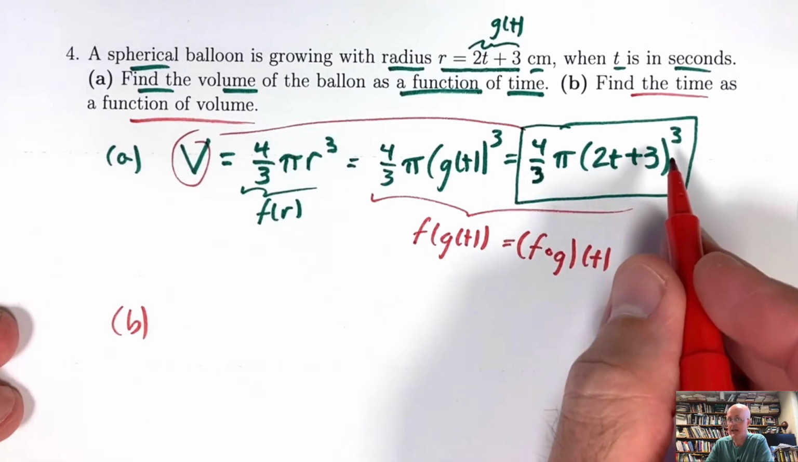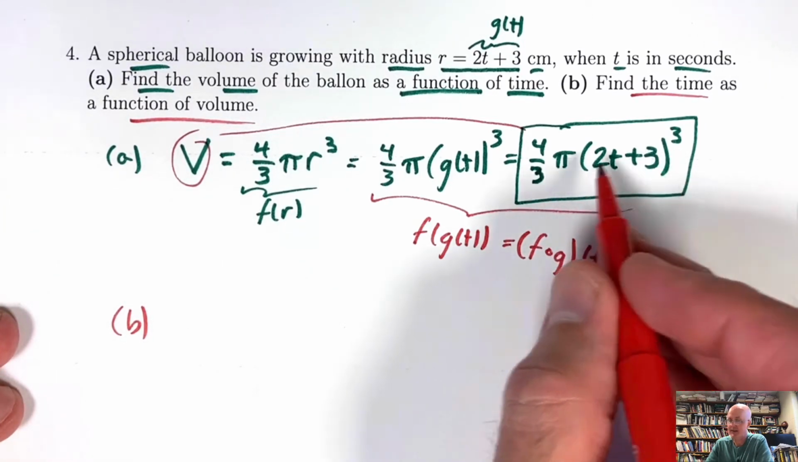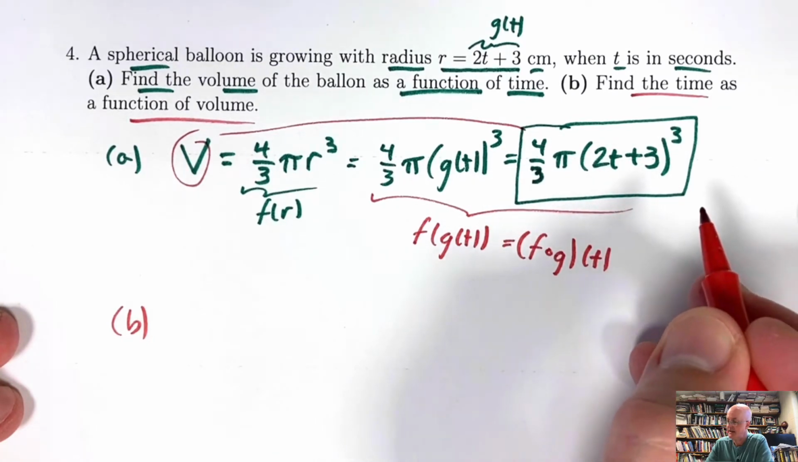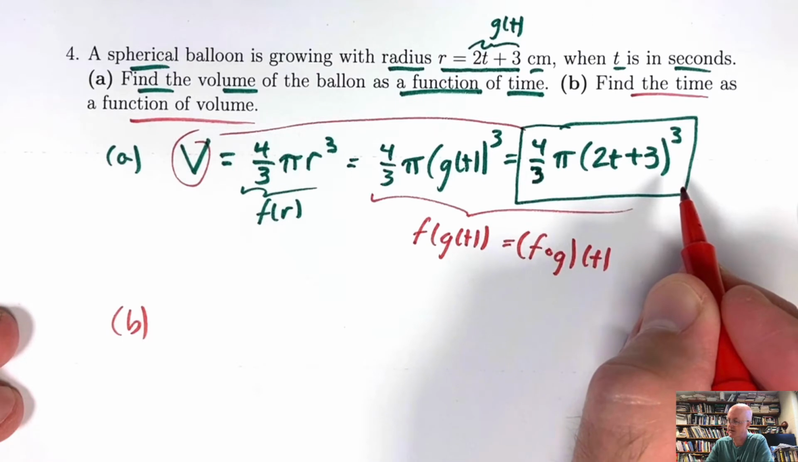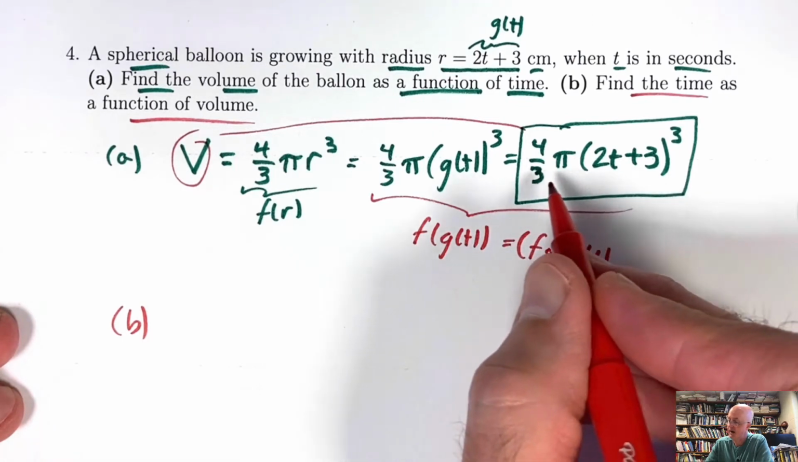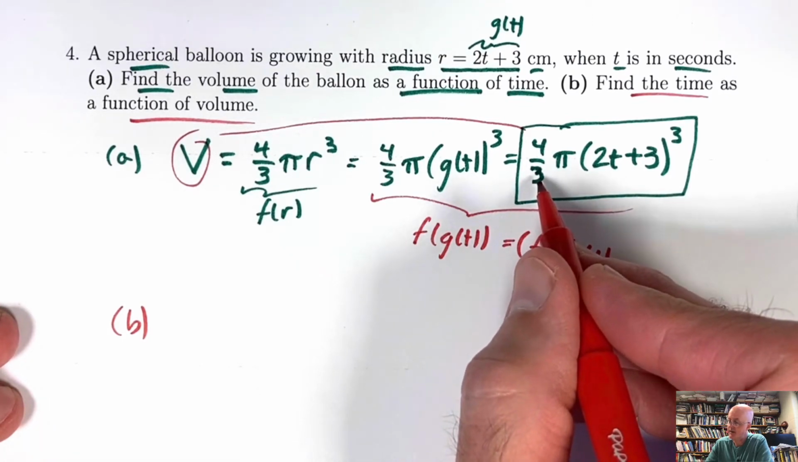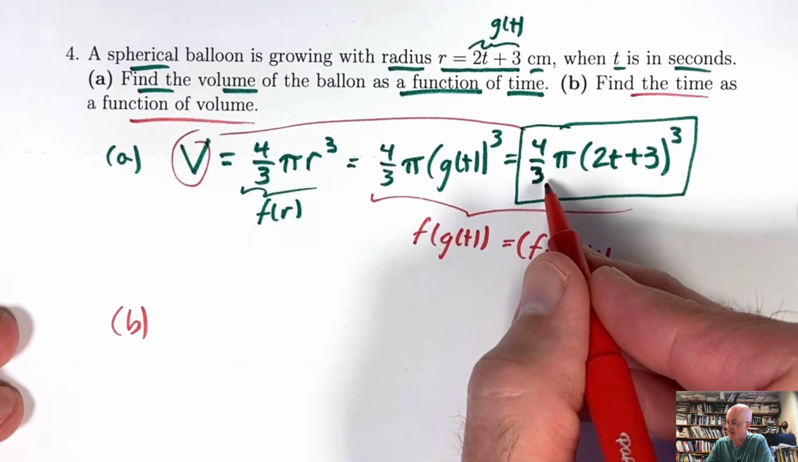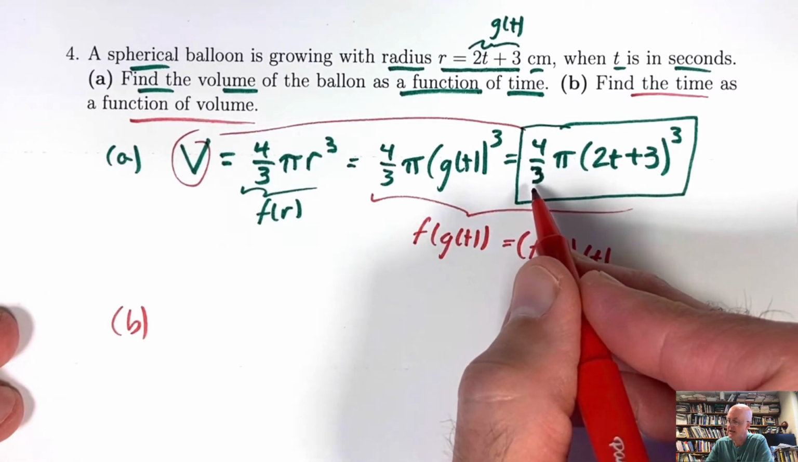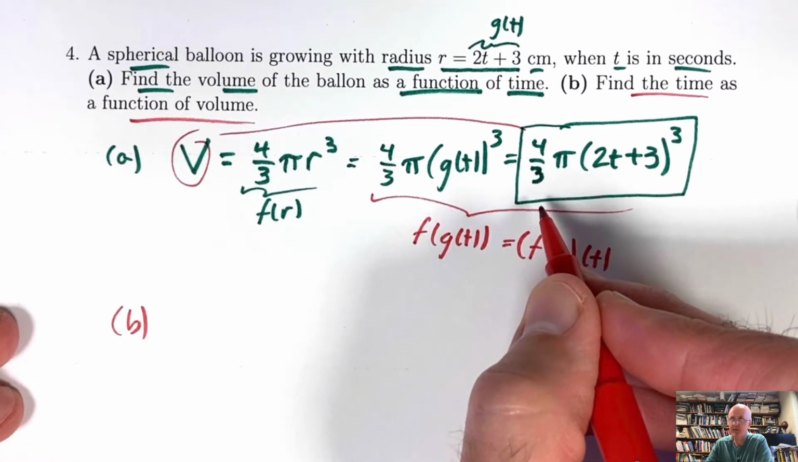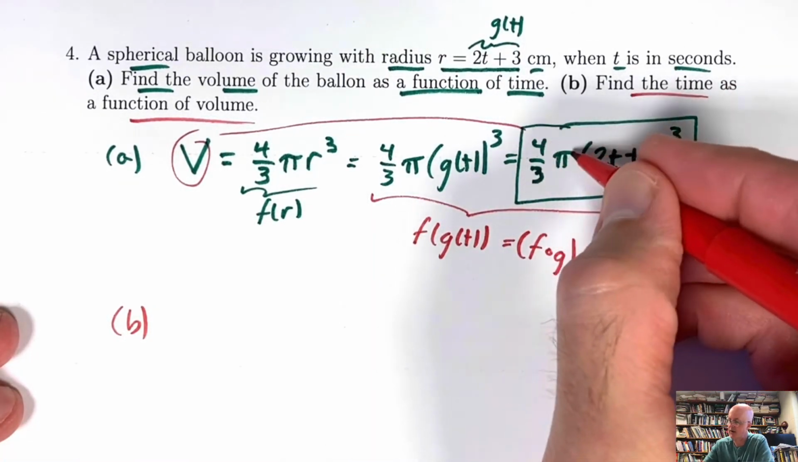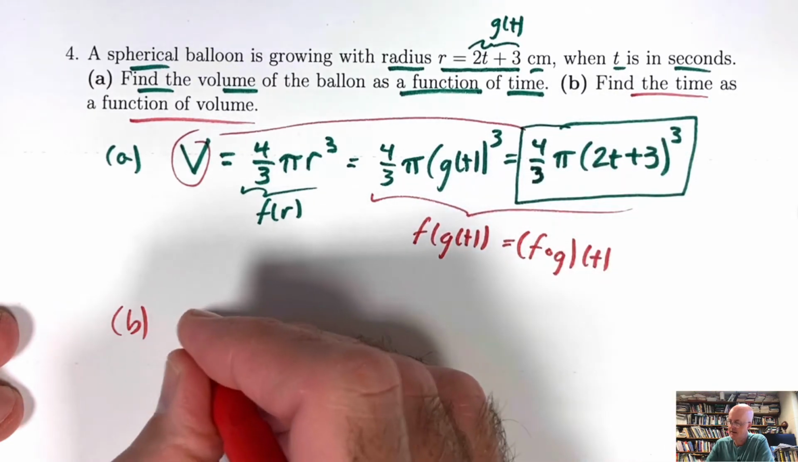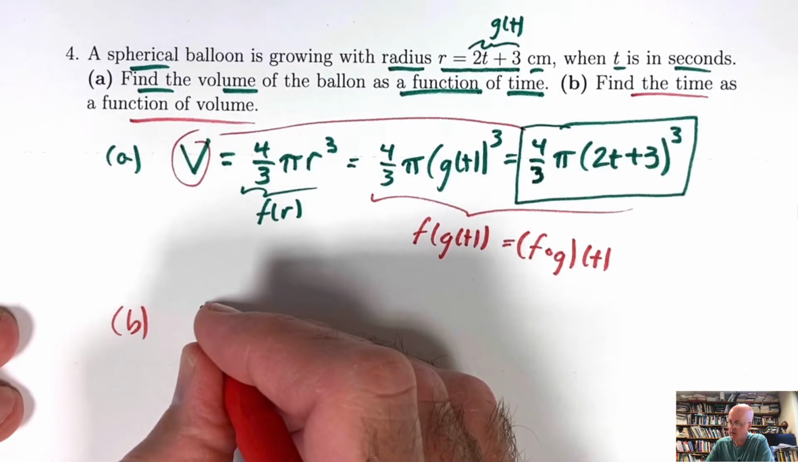We're ultimately going to have to take a cube root and then still more algebra after that. First, isolate the 2t plus 3 cubed on one side, by multiplying both sides by the reciprocal of this, dividing by it effectively. Multiply both sides by 3 over 4 pi. This is the same as 4 pi over 3. I can multiply both sides by 3 over 4 pi.